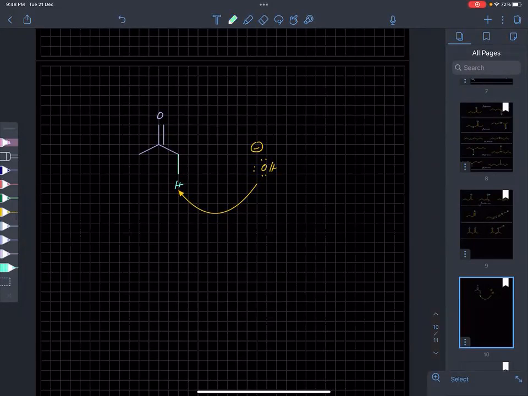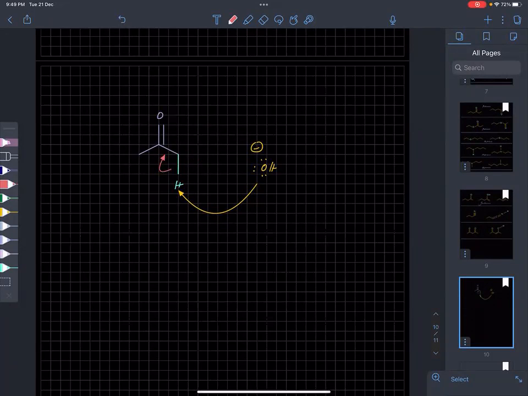What will this hydrogen do? Because it got electrons from this OH minus, it will leave these electrons and come out of the molecule. So what happens? Hydrogen will be removed. It will break its bond. Let me write. So the sigma bond will become a pi bond.